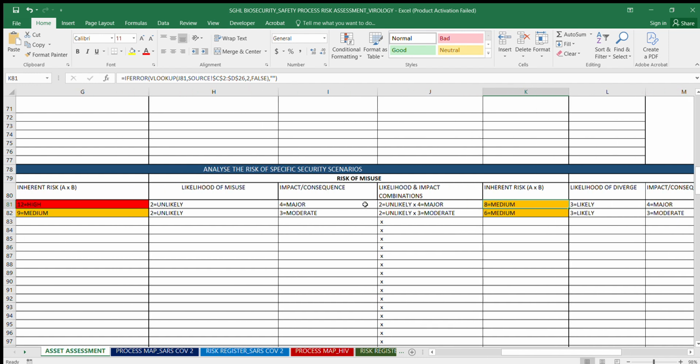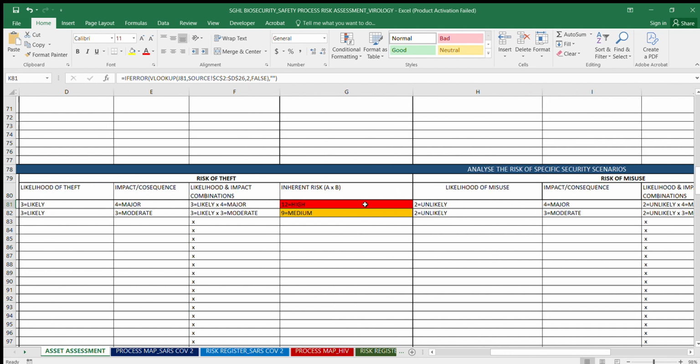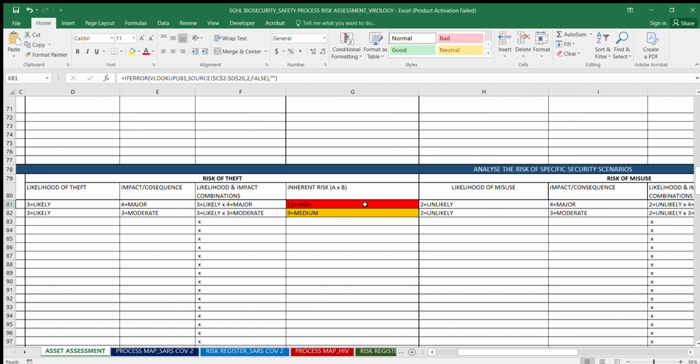So after you determine the risk, you then need to take the next step of mapping out the process for those risks that will have either the risk of theft high, the risk of misuse high, as well as the risk of diverging. Sometimes you may find that some agents have very low, acceptable risk of theft, misuse, and diverge. If you find that the risk is acceptable, then you don't need to proceed with this particular agent to the process map.